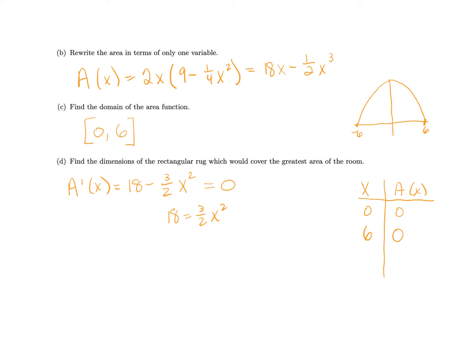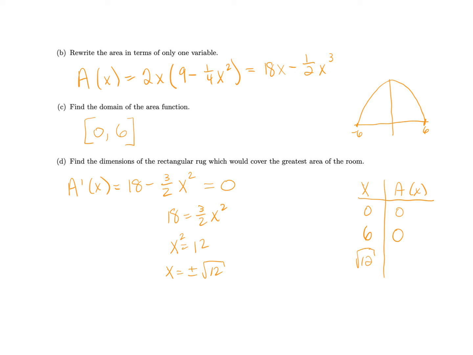So x squared is 12. X is plus or minus root 12. I'm going to ignore the negative because it is not in my domain. It's not between 0 and 6. So I'm just going to put root 12 in this table. And then I'm going to calculate the area by plugging root 12 into my formula for area.